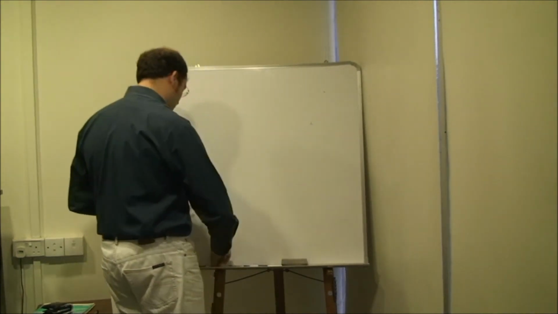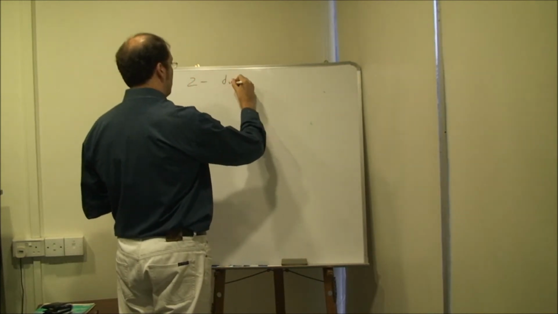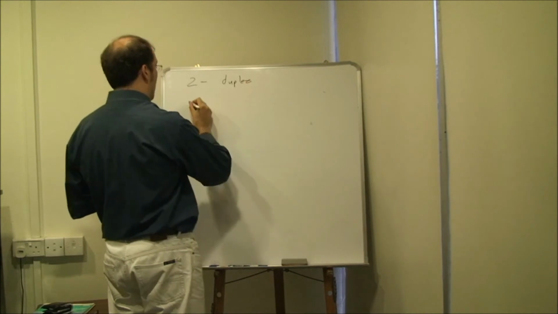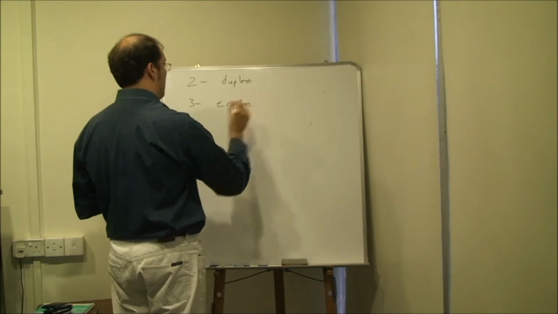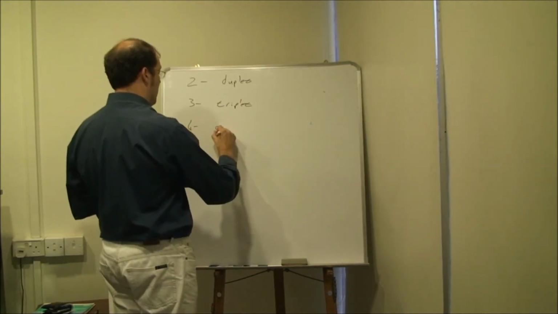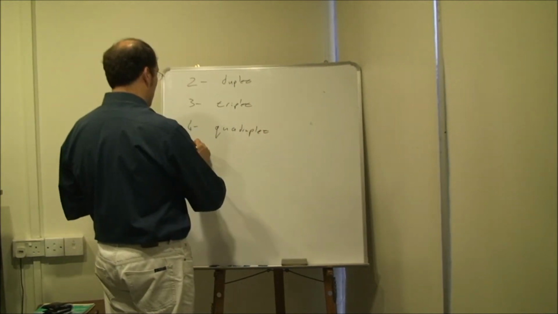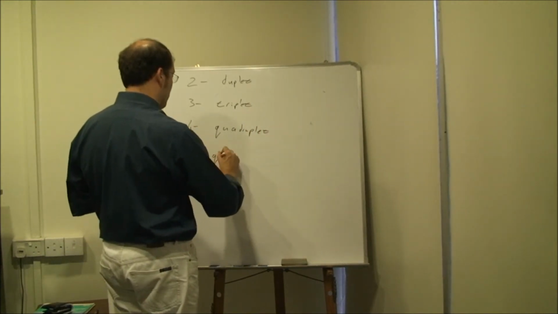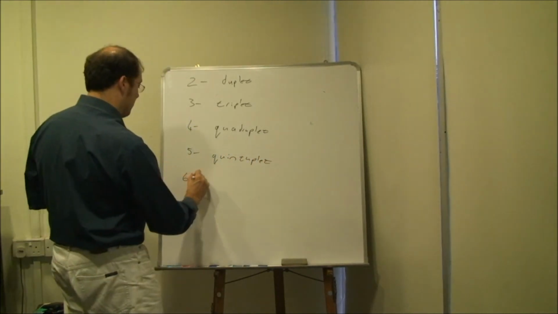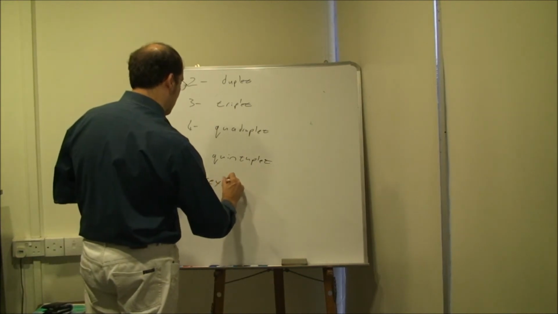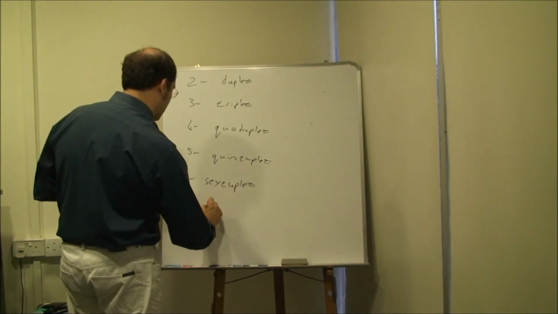So if you've got 2, it's a duplet. If you have 3, it's a triplet. If you have 4, it's a quadruplet. 5 is a quintuplet. 6 is a sextuplet. And 7 would be a septuplet.